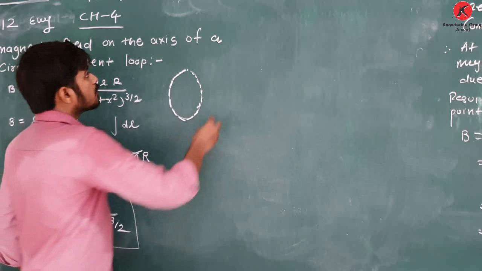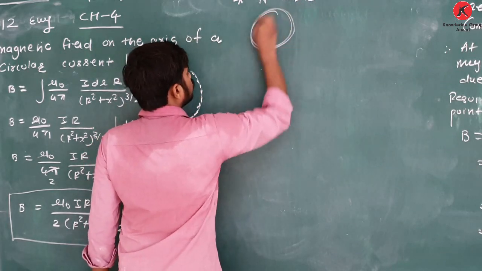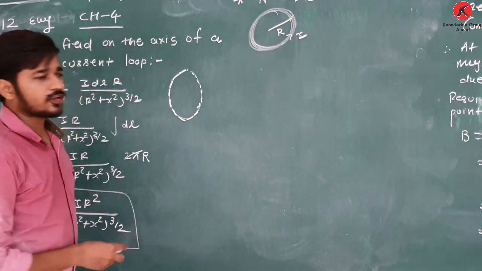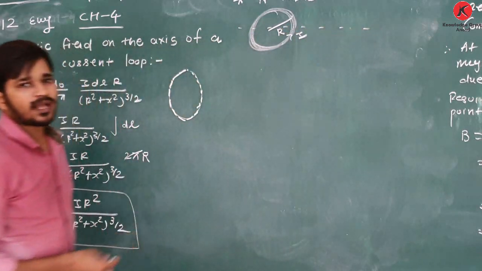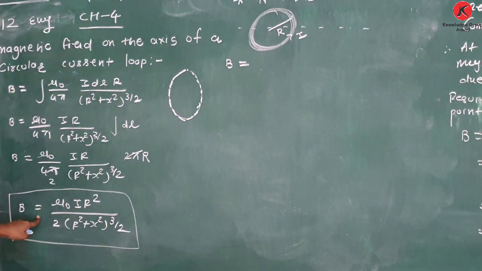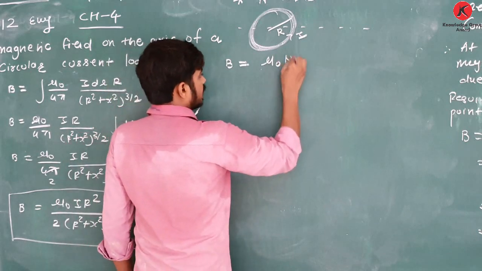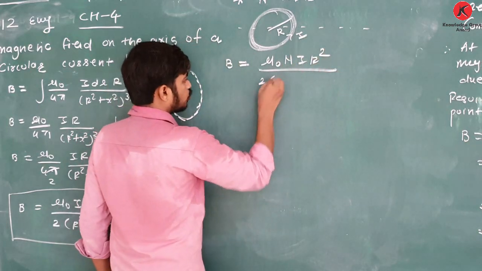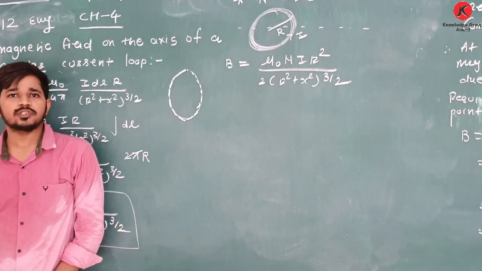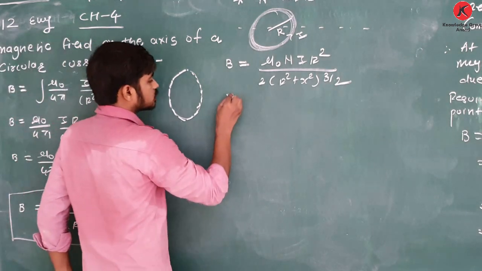Here I have only one turn, but if I have one loop having n turns, 1 turn, 2, 3, 4, 5, 6, 7, n turns, and the radius is r and the current flowing is I, then what is the magnetic field on the axis? Due to one turn, the magnetic field is this. Due to n turns, multiply, so B is equal to μ0 n I r² upon 2(r² + x²)^(3/2). For n turns you have to remember this equation. Clear about this?